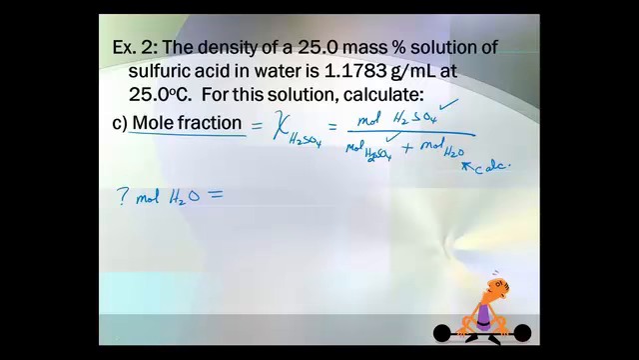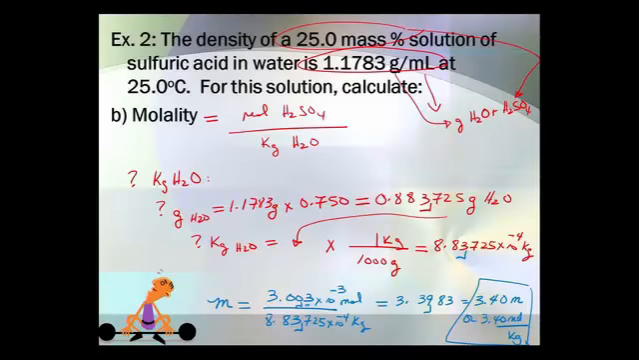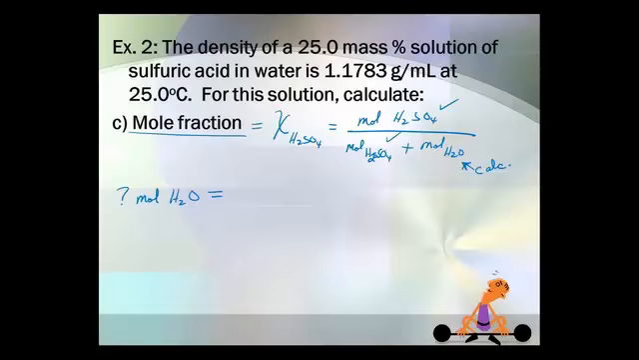I'm sorry, did I say sulfuric acid? I meant moles of water is all we need to calculate. And we've got the mass of water on the previous slide, 0.88372. Don't forget to change moles to grams. You need the molar mass, which you calculate using the periodic table.